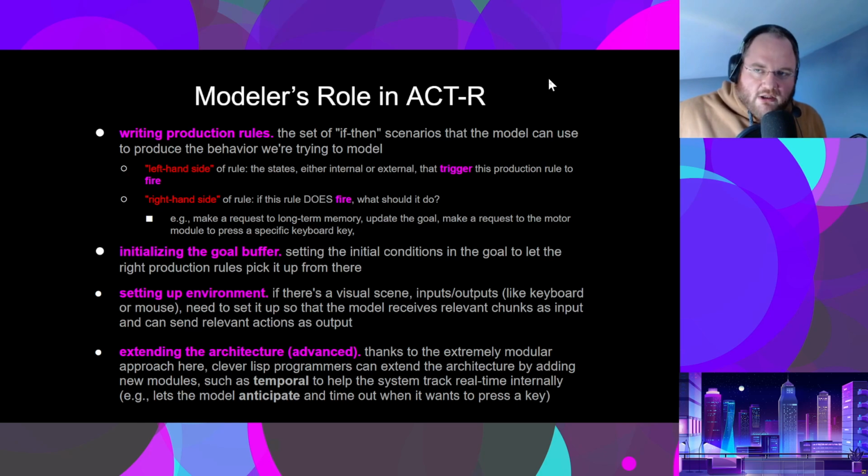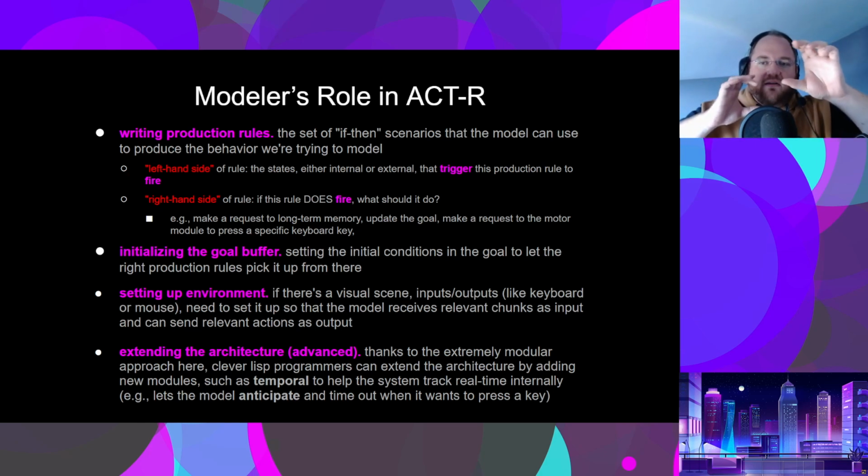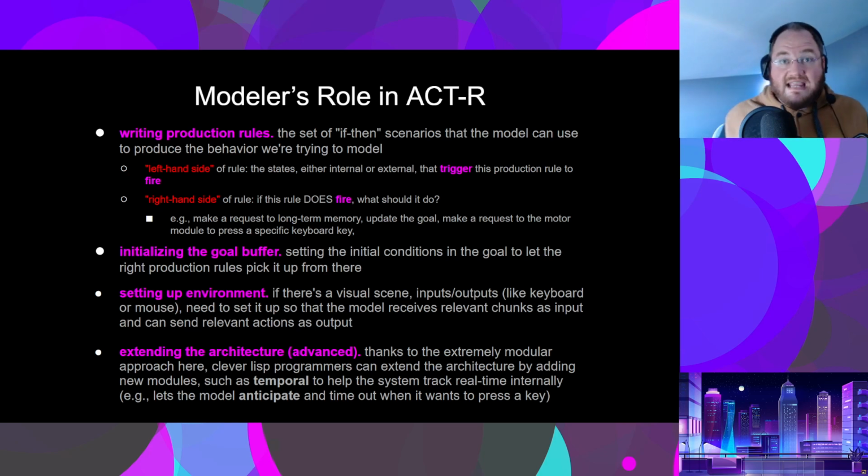So if you're a modeler in ACT-R, what are you doing? You're doing a few things. One is you're writing the production rules. You're saying, this is what I think the order of operations would be, more or less, for a person doing a task. But remember, they're kind of just all equal. So you have to set up the conditions and the actions. So any production rule could fire at any time. That's a core idea here.